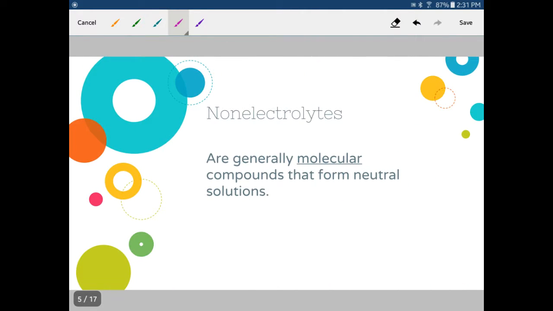Now, if we look at non-electrolytes, generally they're molecular compounds, and they form neutral solutions. So when I say neutral, the pH is equal to 7. So we have molecular compounds that form neutral solutions and they don't conduct electricity.